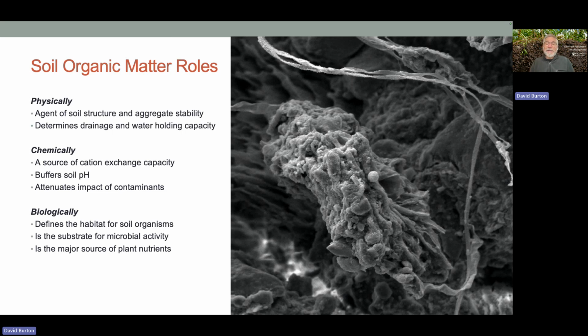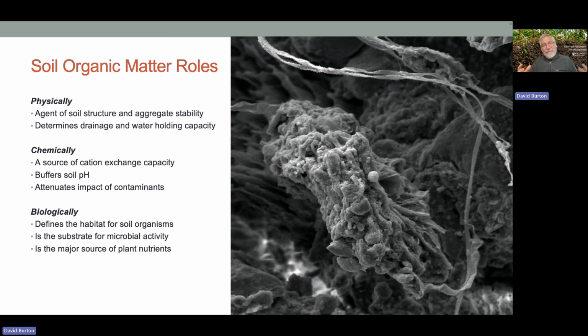Organic matter also can attenuate contaminants. When we add particular contaminants to soil mistakenly, it's the organic matter that can bind those contaminants until they can be degraded by the soil microorganisms. So soil is in many respects the ultimate cleaning body of our planet. It removes a lot of those contaminants and degrades a lot of organic molecules.